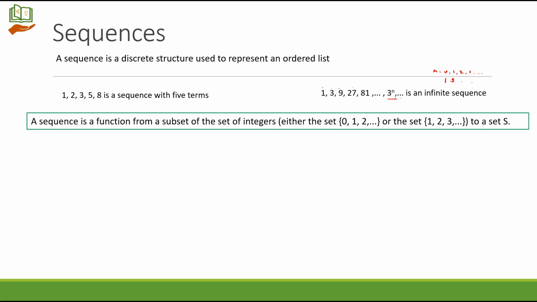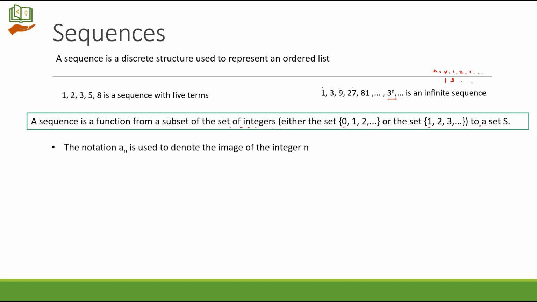Now let's get into the formal definition. A sequence is a function from a subset of the set of integers. You can take the set to be either 0, 1, 2 or from 1, 2, 3. So based on the context, it will start from 0 or it will start from 1, to a set S. So just read this: a sequence is a function from a subset of integers to a set S.